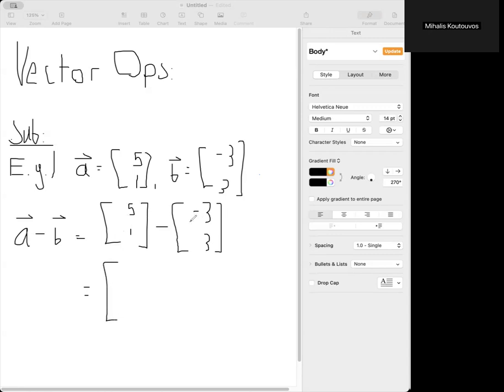And then our final answer, well, dimensions match again. Each row has a respective attribute. So we're going to do 5 minus 3, which turns into 5 plus 3, which is just 8. And the bottom row is 1 minus 3, which is just -2. So that is your final answer, and that's all we need for subtraction.